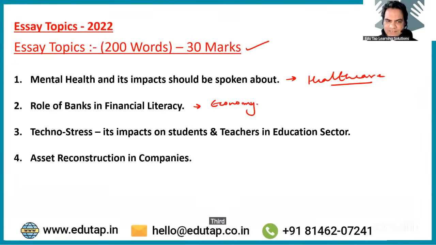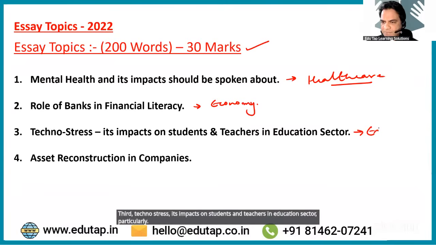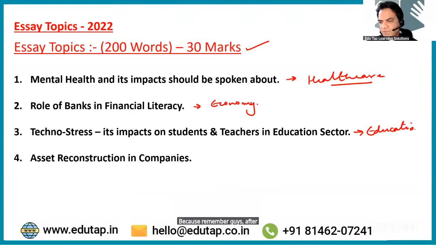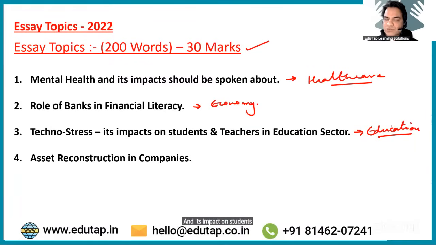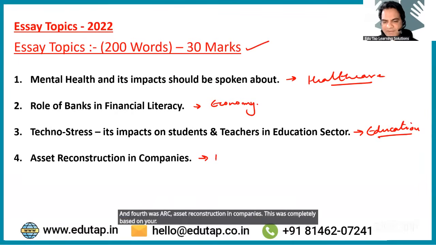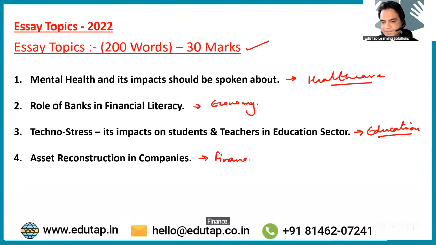Third, techno stress, its impacts on students and teachers in the education sector, particularly because remember, guys, after the COVID lockdown everything was online. All the schools, colleges, coaching and classes were going on online. That is why they asked this particular topic, techno stress. This was a new term being discussed then. And fourth was ARC, asset reconstruction in companies. This was completely based on finance, right? So these were the topics given in the year 2022.